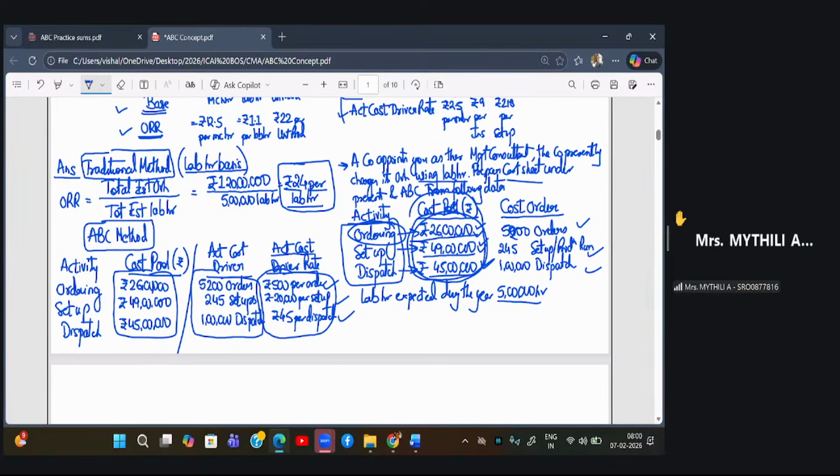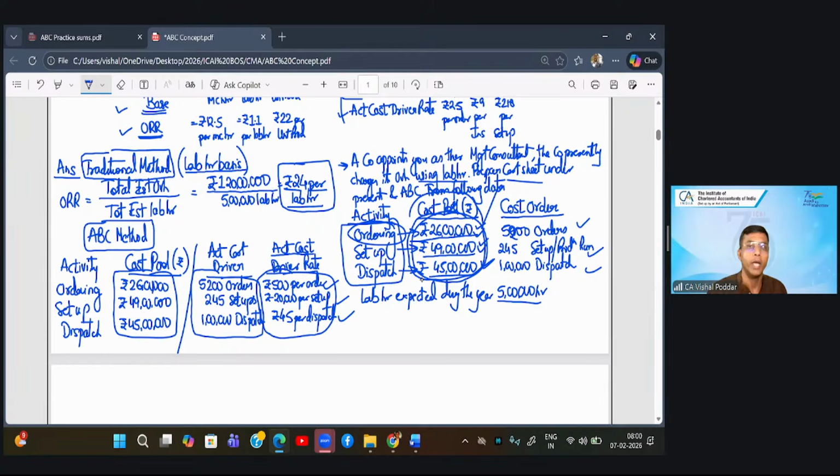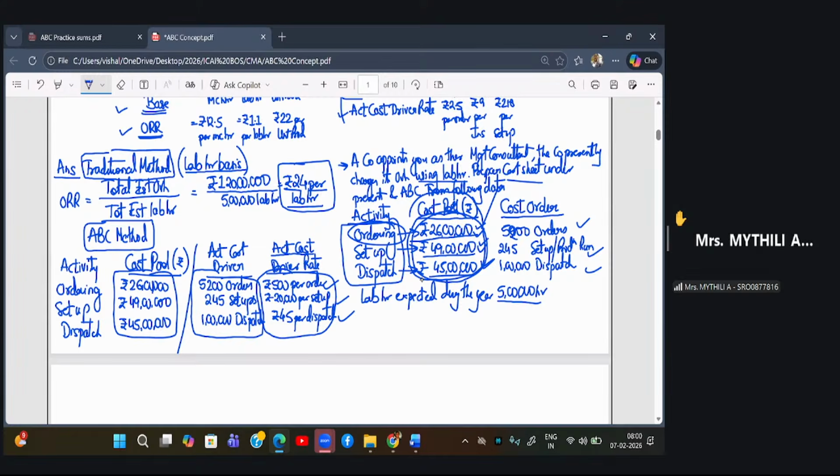So now, only in the last step. What is the last step? Dividing it by the base. The base is called the activity cost driver. So divided by the cost driver, you directly get the ORR. That is why I said ABC sums are very easy solving wise, because you have to only divide and find out the ORR. Yes, sir. Understood. Thank you, okay, sir.